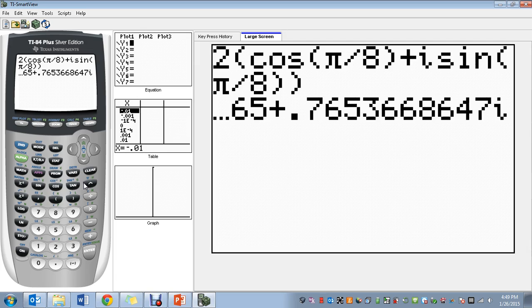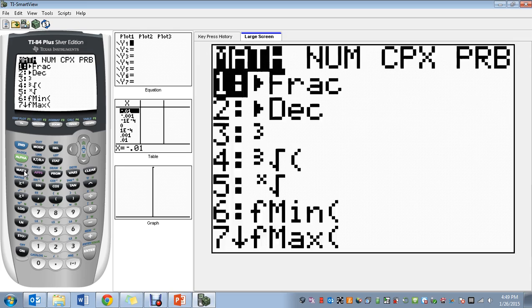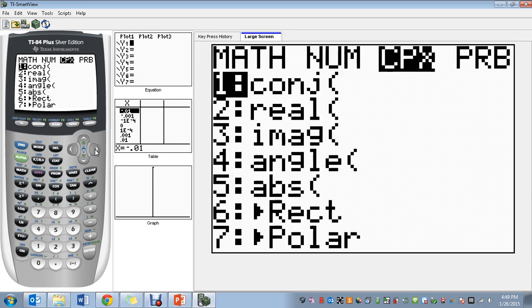Now, your calculator, if you go to the math menu and then go over to CPX, that stands for complex number. So that'll give you some different things. That'll give us the conjugate of the complex number. It'll tell you the real part, the imaginary part, and the argument, which is the angle. The absolute value is really the modulus, and it'll convert between rectangular, which is really Cartesian form, and polar form.